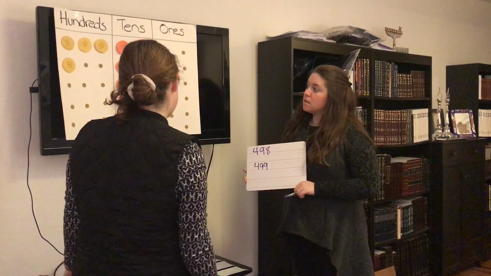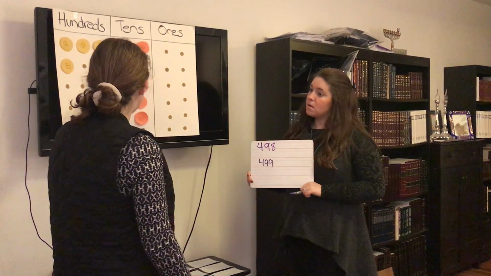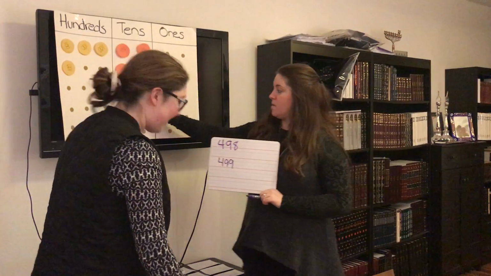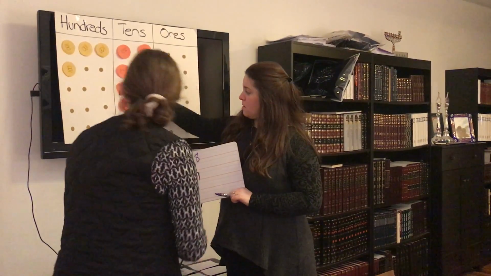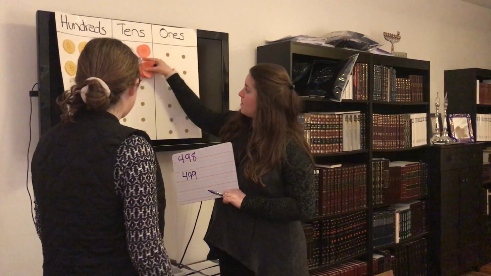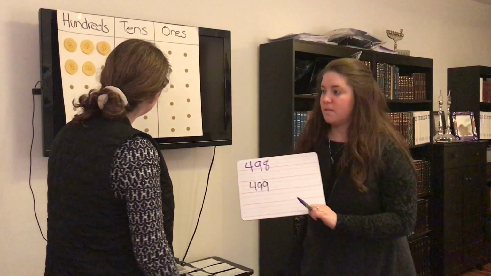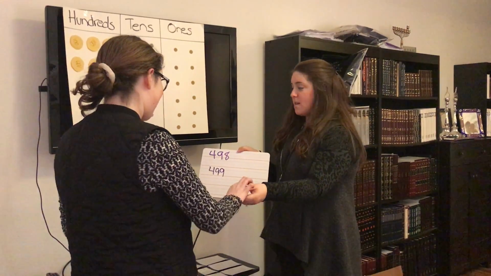There's 10 of them. So what could we do? We could take them away and add a 100 over here. Awesome, let's do that. We'll do the same. I'll take them away, you add. Okay. And what number do we have? 500. Awesome, write that down, please.